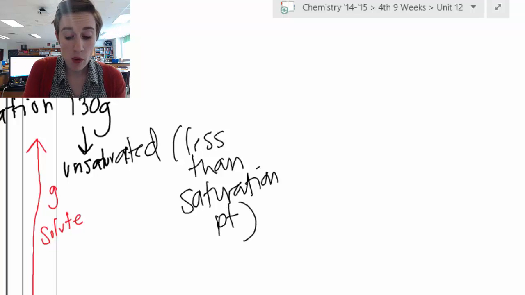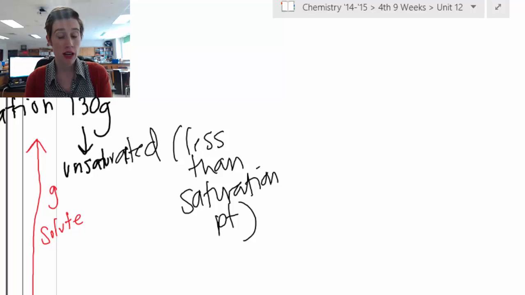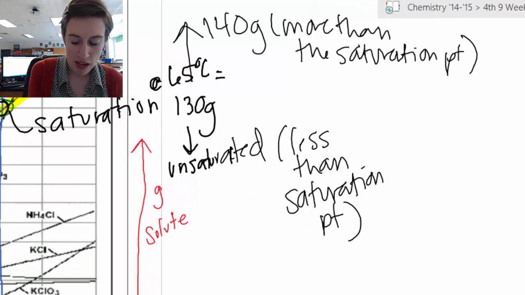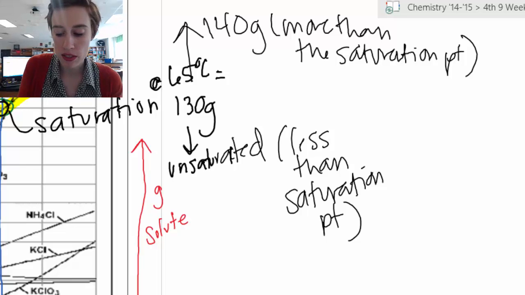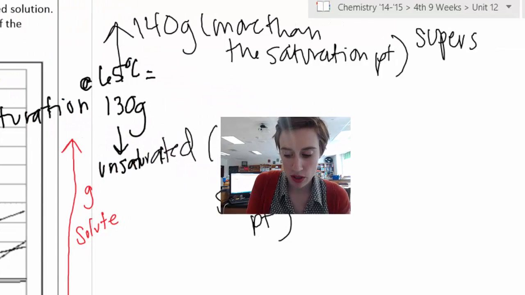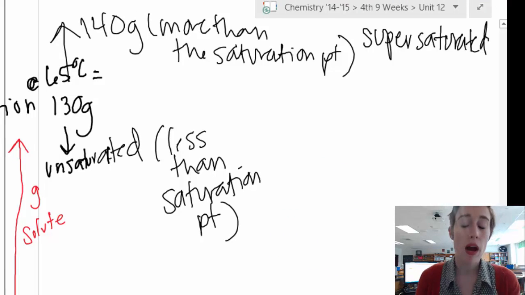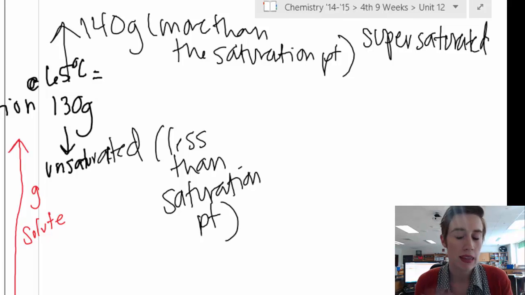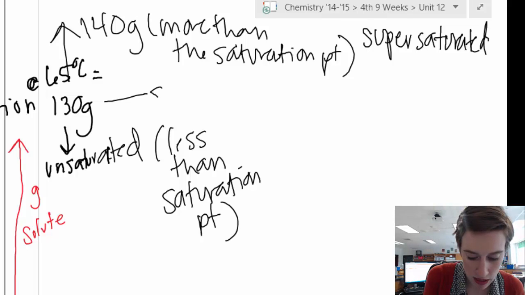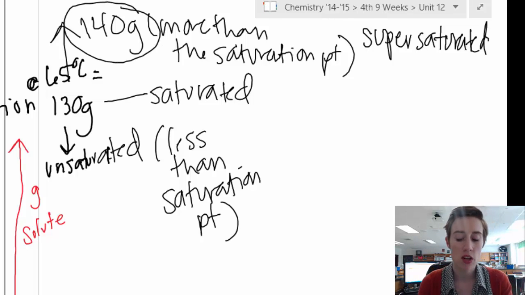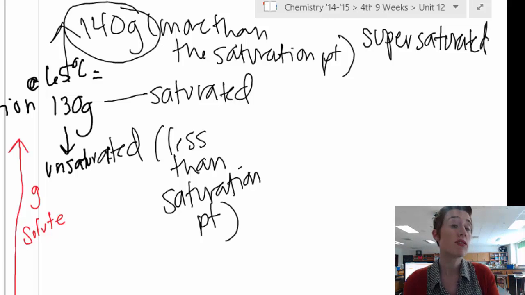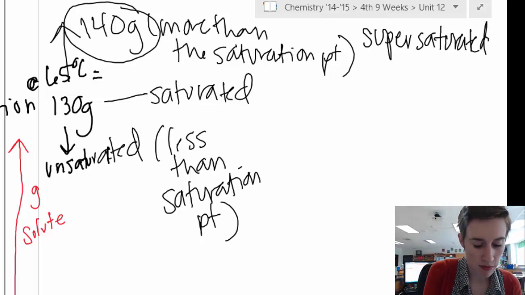However, if we're somehow able to dissolve more than 130 grams, if you can dissolve more than the saturation point, then we call that supersaturated. Remember, if you're able to dissolve more than the maximum amount of solute, it's supersaturated. So that probably means they did something to make more solute dissolve. If it's right at the saturation point, we say it's just regular saturated. So since our problem said they dissolved 140 grams and we know they really only should have dissolved 130, that means we know it's supersaturated.